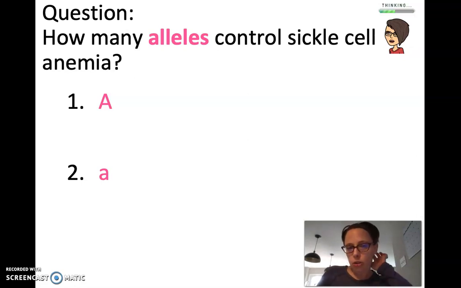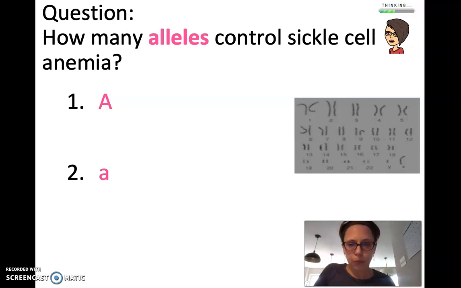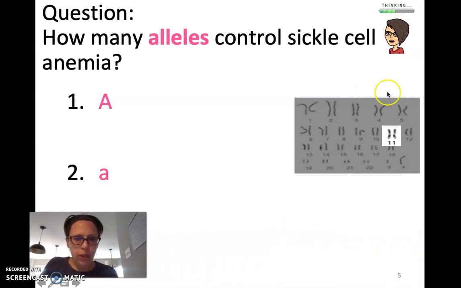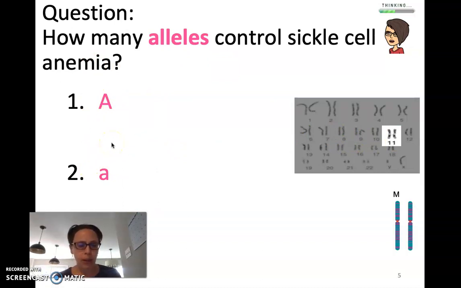So how many alleles control sickle cell anemia? There are 2. Okay, so let me move my little picture out of the way. These 2 alleles, it doesn't necessarily mean that big A is on one chromosome and little a is on another chromosome. You can have big A and big A, or you can have little a and little a, or you can have little a and big A. But we have 2 alleles because we have 2 homologous chromosomes. But again, it doesn't necessarily mean that because you have 2 homologous chromosomes, you're going to have the same alleles on those 2 chromosomes. Okay.